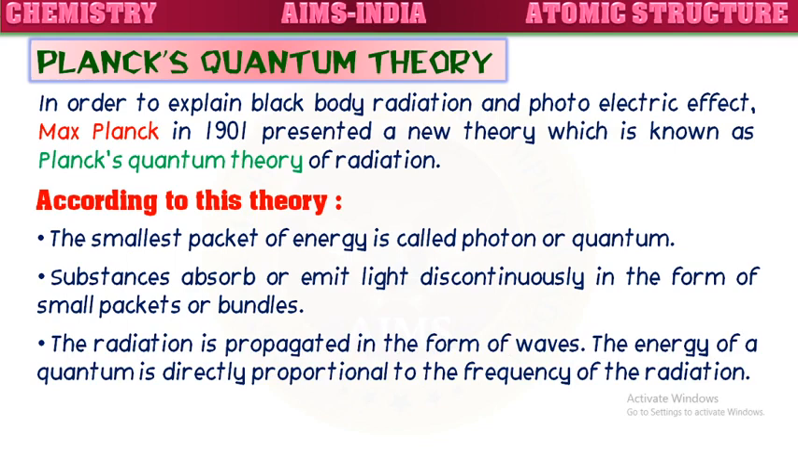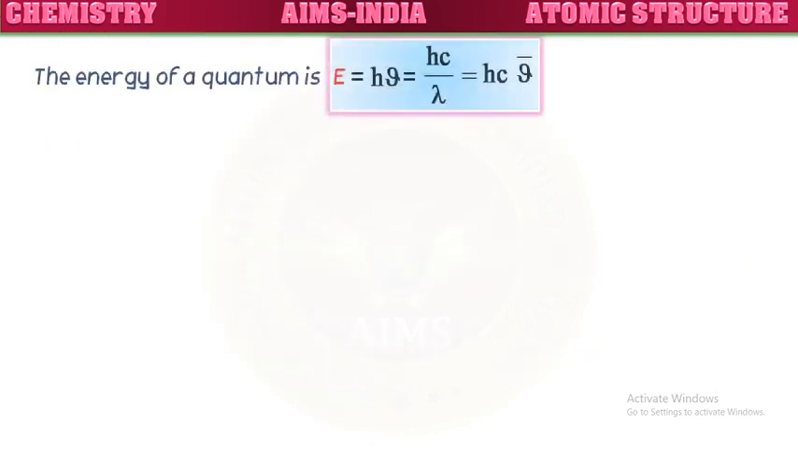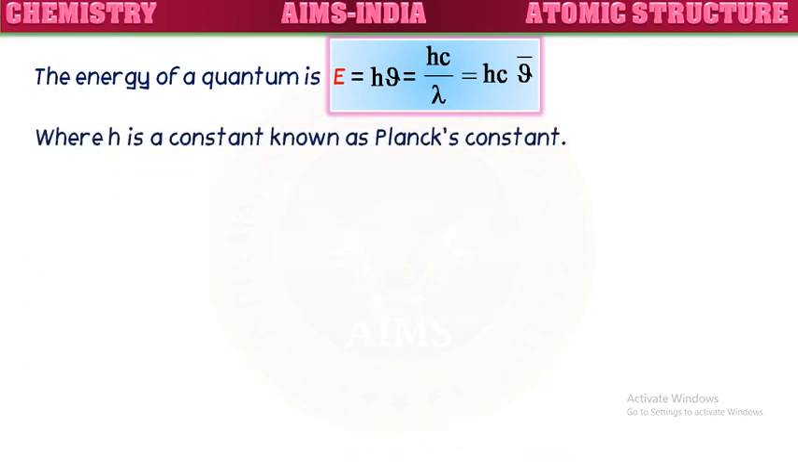The radiation is propagated in the form of waves. The energy of a quantum is directly proportional to the frequency of the radiation. So mathematically it can be represented as E is directly proportional to nu. So the energy of a quantum is given as E = h nu, which is also equal to hc by lambda, where nu is equal to c by lambda. We can substitute 1 by lambda as nu bar, so it is also equal to hc nu bar.